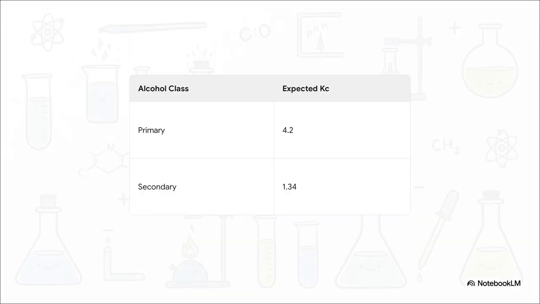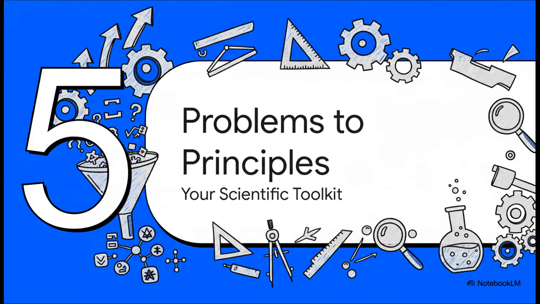And this is where that one little number solves the entire puzzle. You see, chemists have already done this work. They know the expected Kc value for different types of alcohols in this exact reaction. A primary alcohol would give you a Kc of 4.2, but a secondary alcohol gives you 1.34. Our number is a perfect match. We just use the outcome of making something new to identify our mystery ingredient. How cool is that?